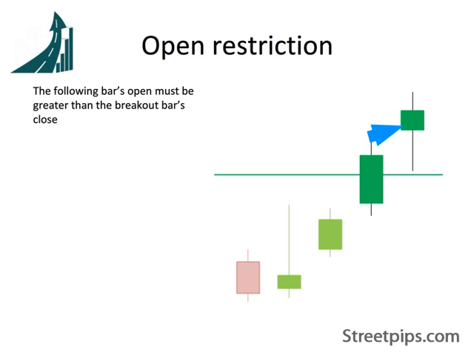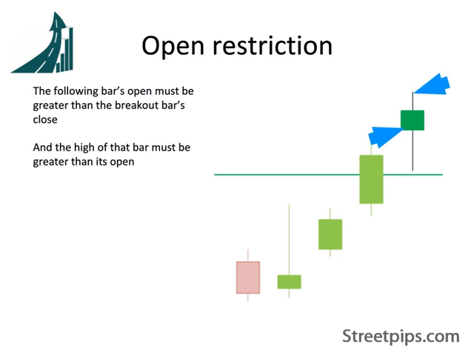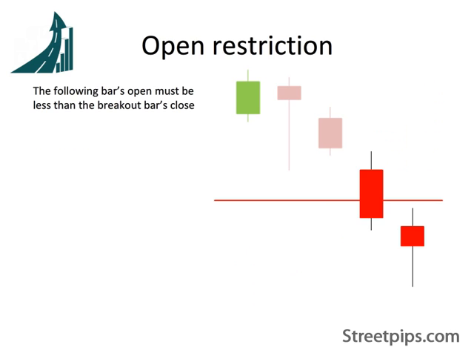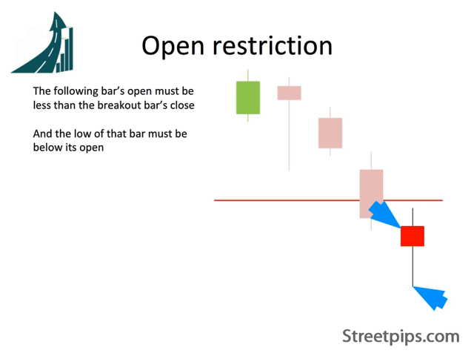There are 2 criteria for the open restriction qualifier. Firstly, the following bar's open price must be greater than the breakout bar's closing price. Secondly, the high of the following bar must be greater than its open price. For a downside breakout, firstly, the following bar's open price must be less than the breakout bar's closing price. Secondly, the low of the following bar must be below its open price.